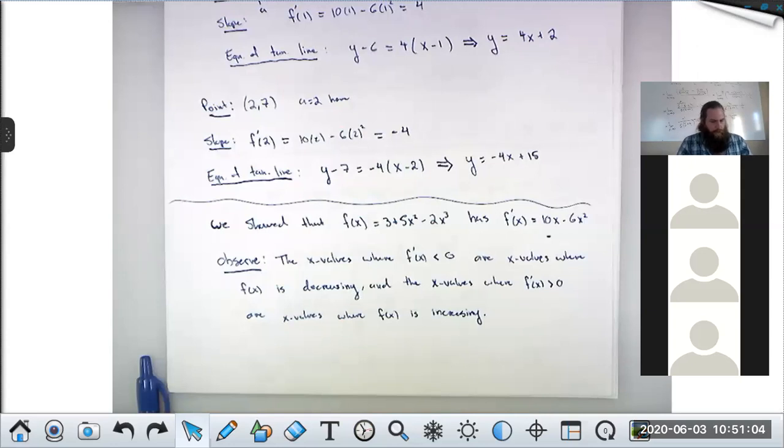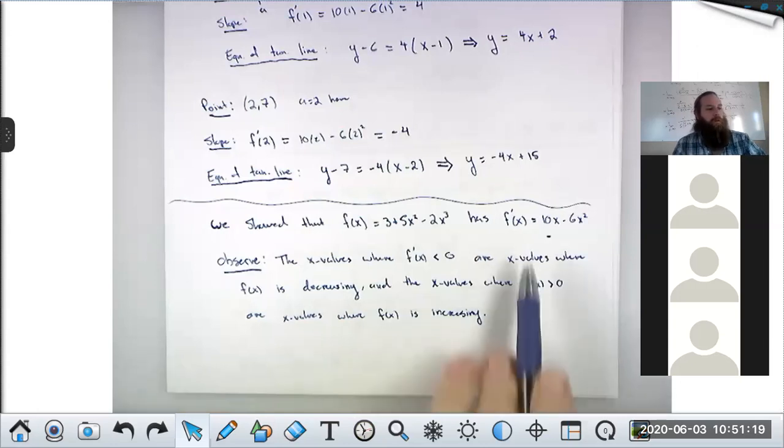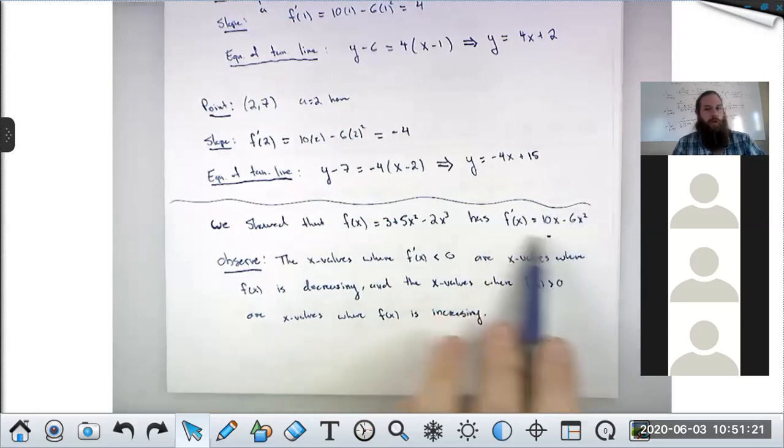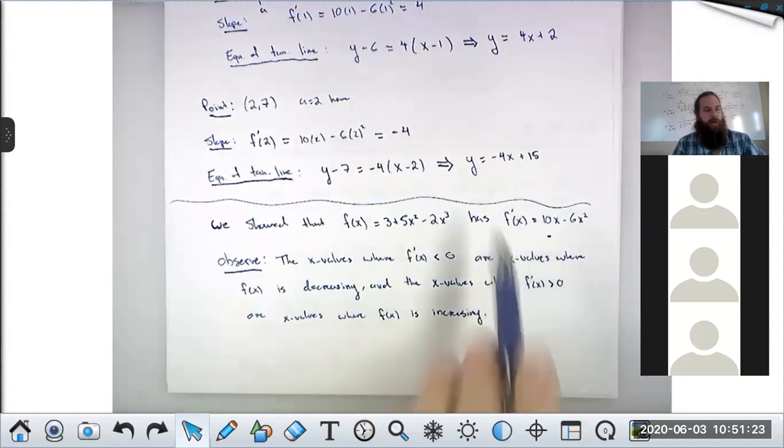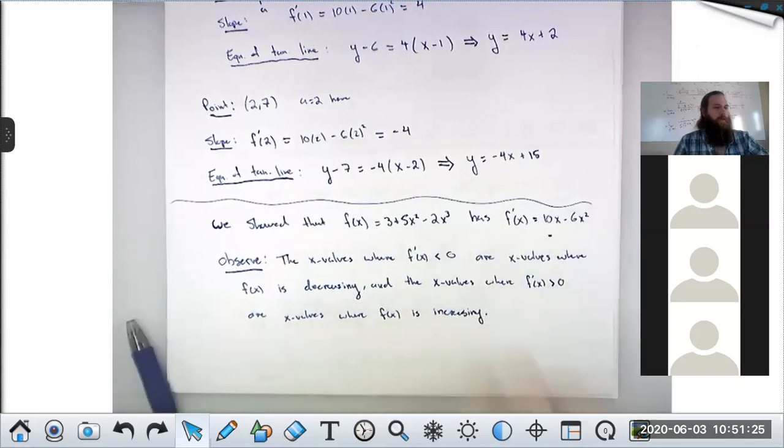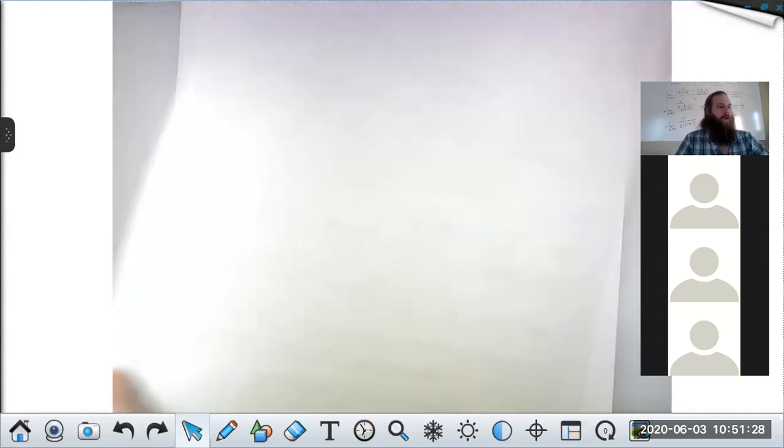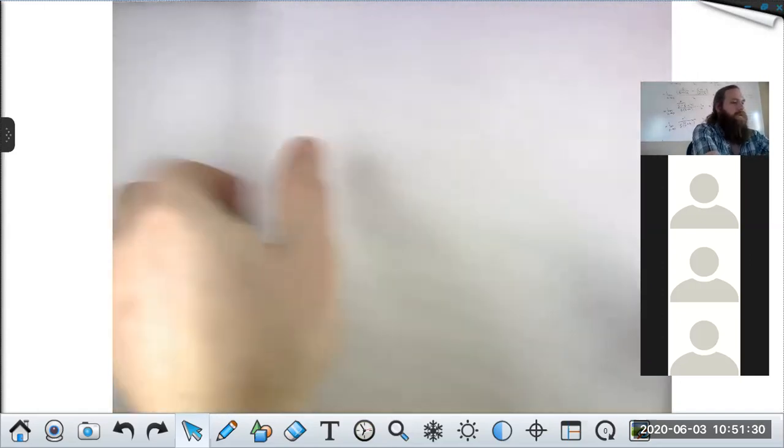So we're going to talk more about this increasing, decreasing, minima, and maxima stuff when we get into chapter 3 and we talk about applications of the derivative. But all of this is coming from the fact that this guy gives the slope of the tangent line. So we're going to talk about vertical and horizontal tangents.